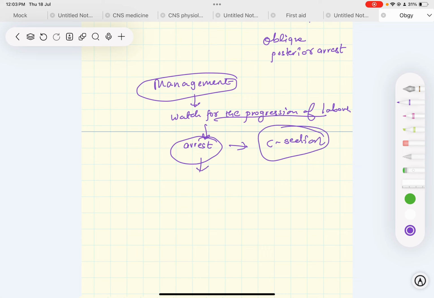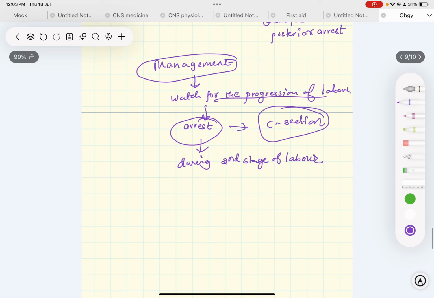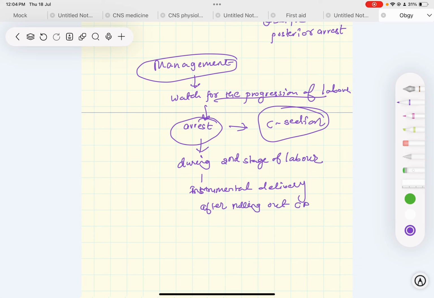And if the arrest is happening during the second stage of labor, meaning the fetus is on the way of delivery, then we can do the instrumental delivery. But we can only do it after ruling out CPD.